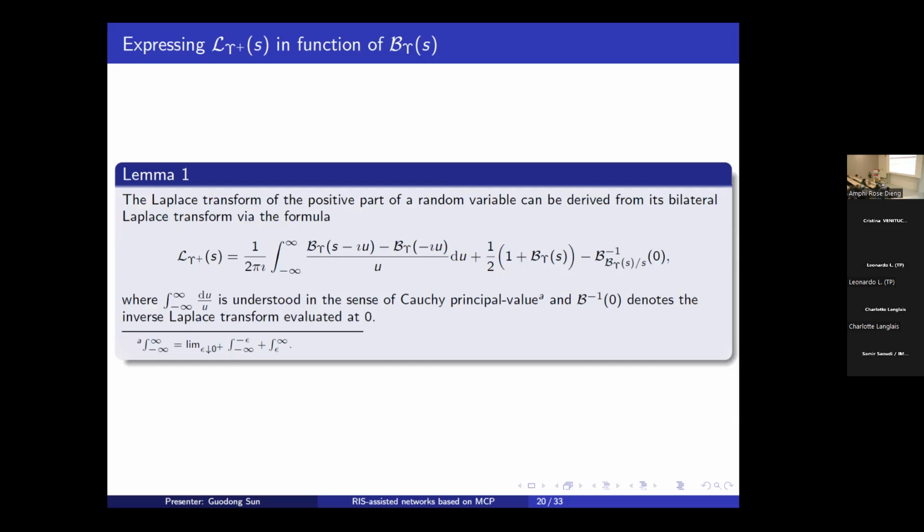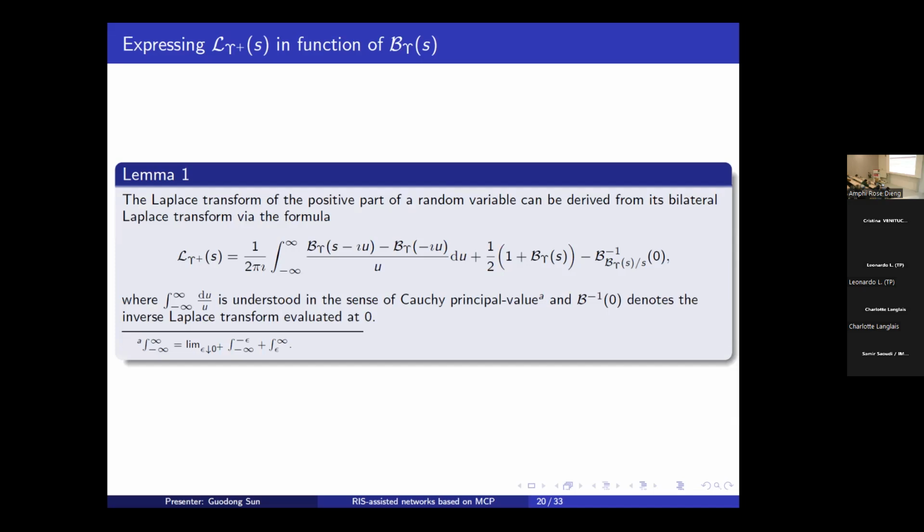We provide an analytical form solution to bridge this gap. We use one expression to map from the Laplace transform to its positive part. Here you see the notation difference: we use B to denote the Laplace transform ranging from negative infinity to positive infinity. It's called the bilateral Laplace transform. This L means the unilateral Laplace transform.